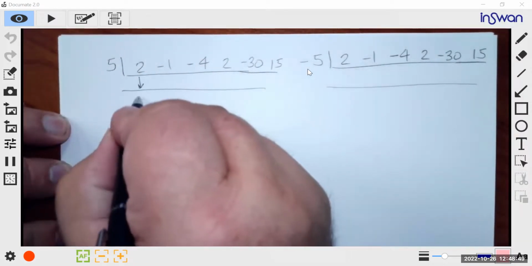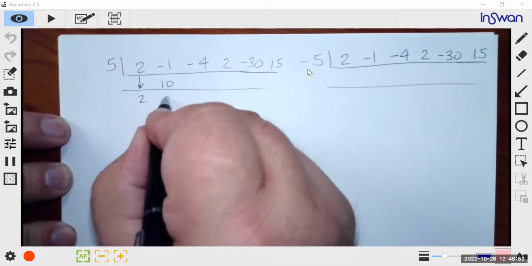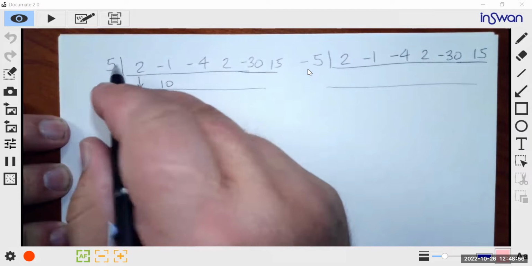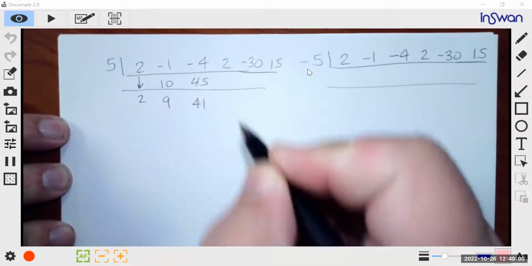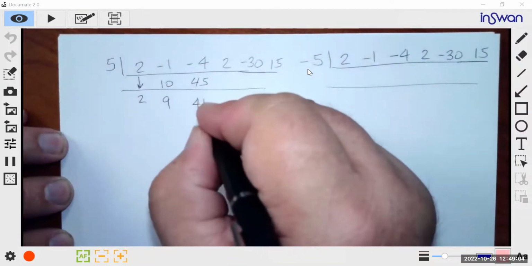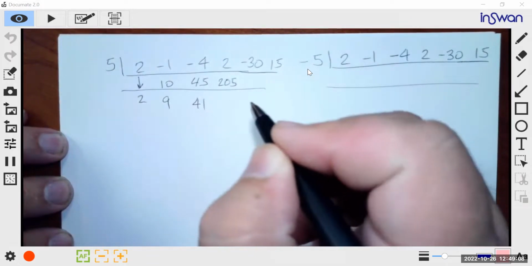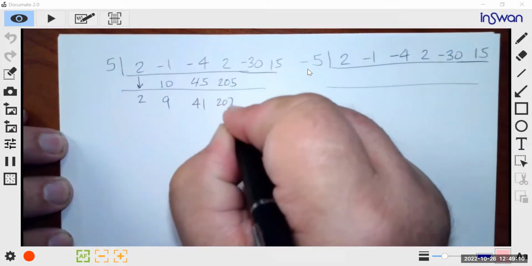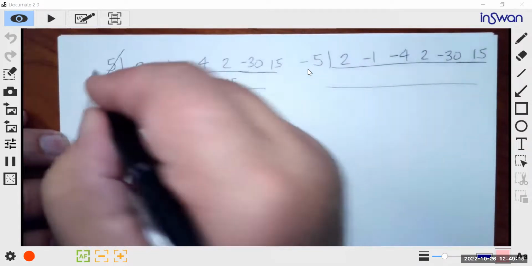Bring down the first term. 5 times 2 is 10. 10 minus 1 is 9. 5 times 9 is 45. Minus 4 is 41. 41 times 5 is 205. Plus 2 is 207. It's going the wrong direction. So that's not going to work.